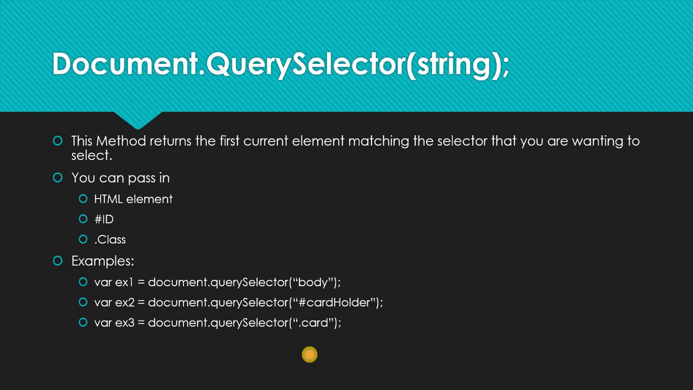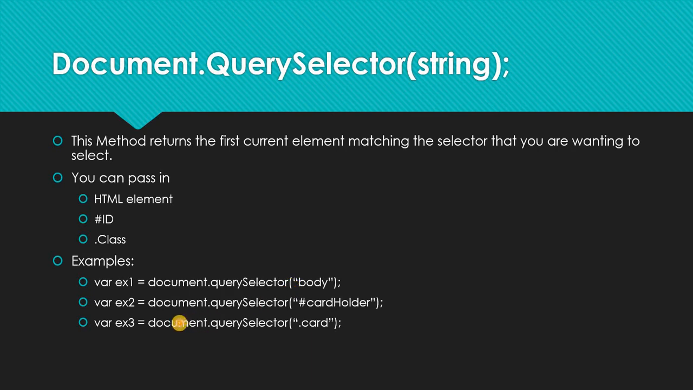Document.querySelector. This method returns the first element that's matching that selector that you're wanting to select. You can pass in the HTML element, the ID with a hashtag in front of it, or for the class, you can look for it with a dot there. And there should be quotes around the string, like these examples here. For example, one that we're searching for the HTML element body, as there's just the body tag, then that's all that we type in there.